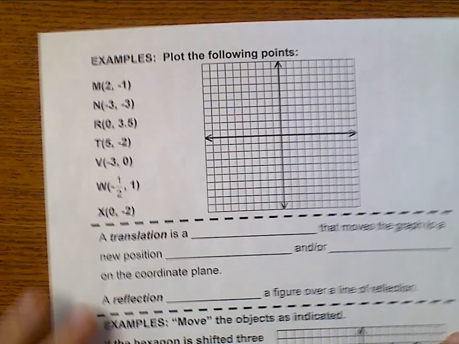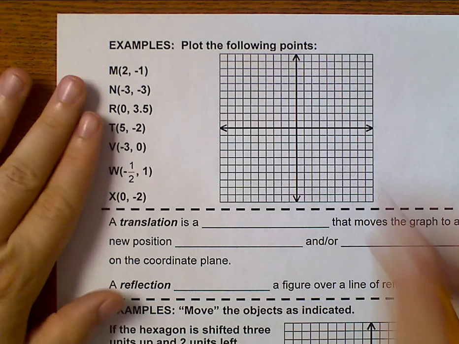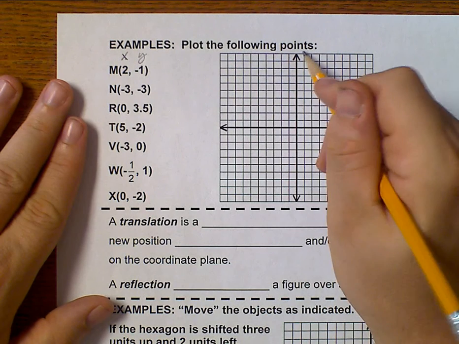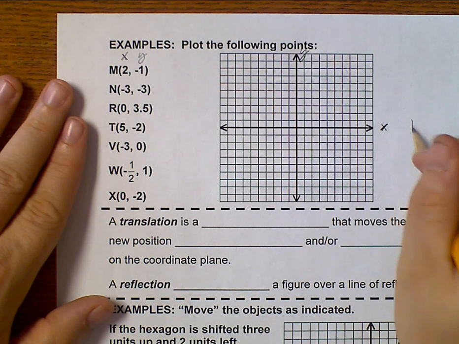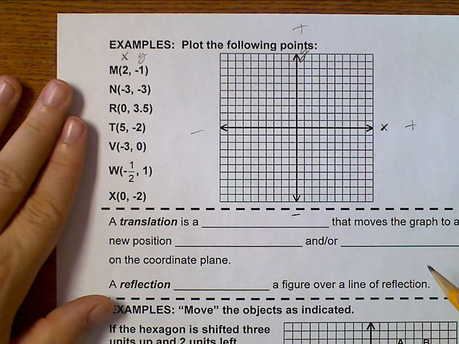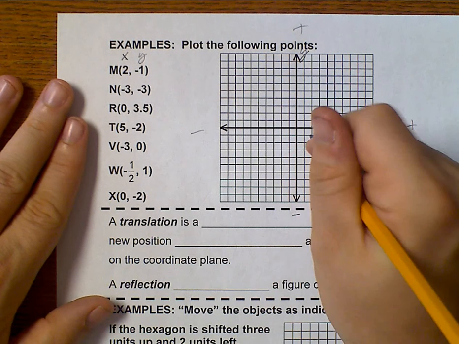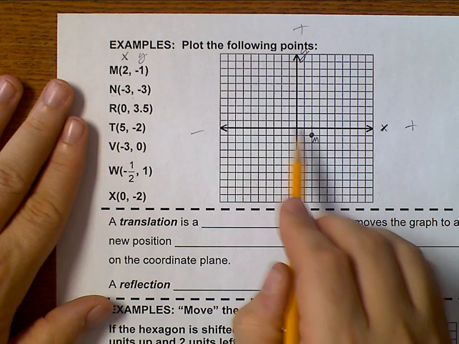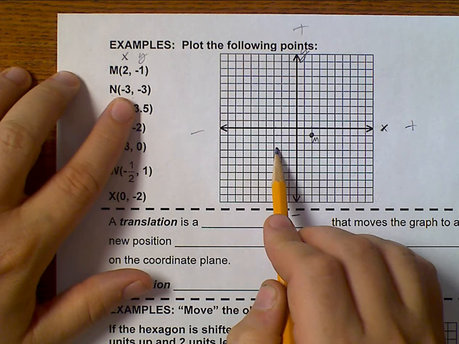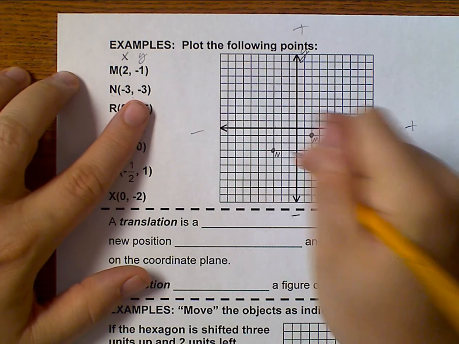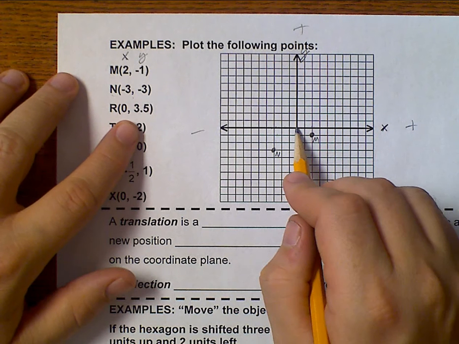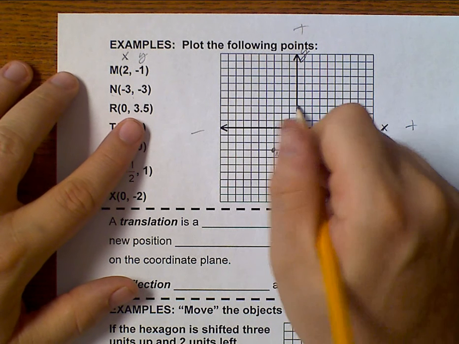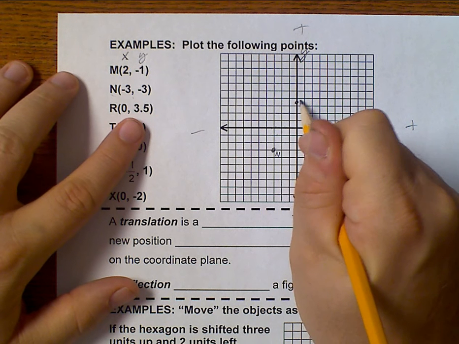Well, now that we can locate points in the coordinate plane, we have to put points on the coordinate plane. So this is x and y. I need to go 2, 1. So 2 in the positive, 1 in the negative. I'm going to label that M. Now for N. 1, 2, 3 in the negative, 1, 2, 3 in the negative. That gives me N. 0 left and right. So that means I don't move left or right, but I need to go up 3.5. 1, 2, 3. And 0.5 would be halfway. And we'll call that R.